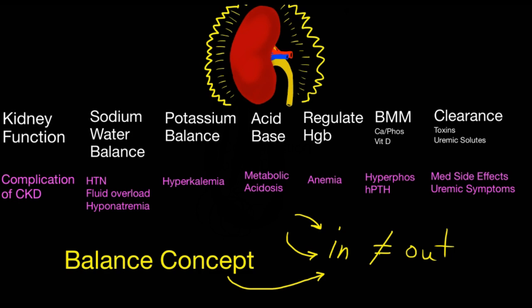The things that the kidney handles, it will increase excretion to handle a change on the intake side. But if we have fewer nephrons and we have chronic kidney disease, there's less kidney machinery there to process. And so this is partially what leads to complications of chronic kidney disease. So let's go through them.